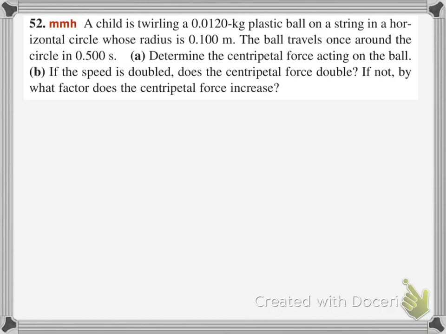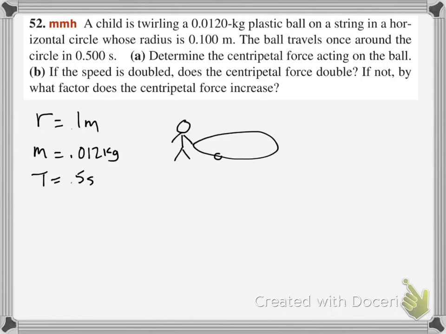So let's start out with finding our givens. It says the radius is about 0.1 meters, the mass is about 0.012 kilograms, and the period is 0.5 seconds. So let's draw this out. You have a boy, he has a ball on a string in a circle of 0.1 radius and 0.012 kilograms.